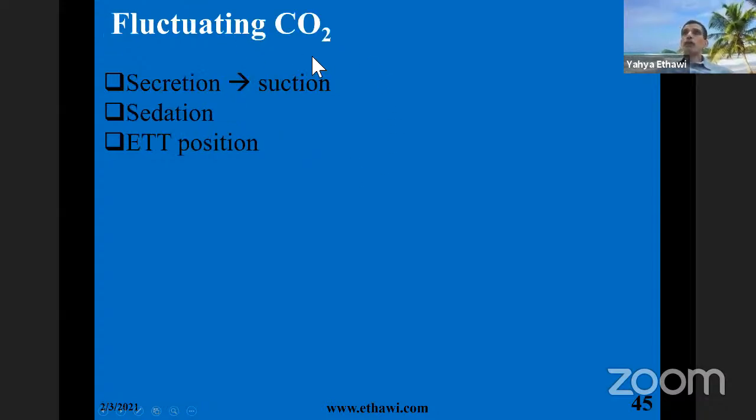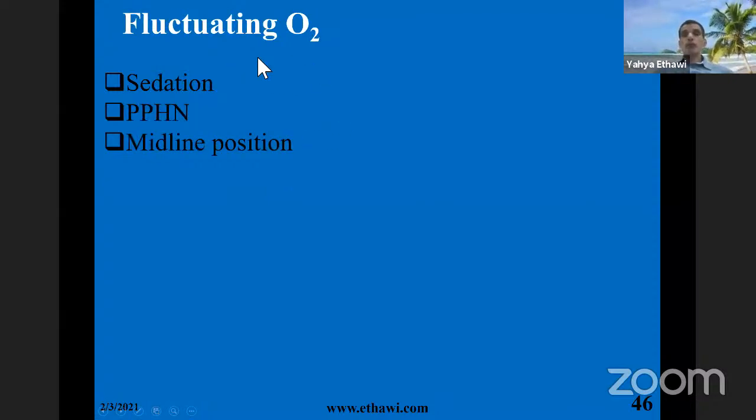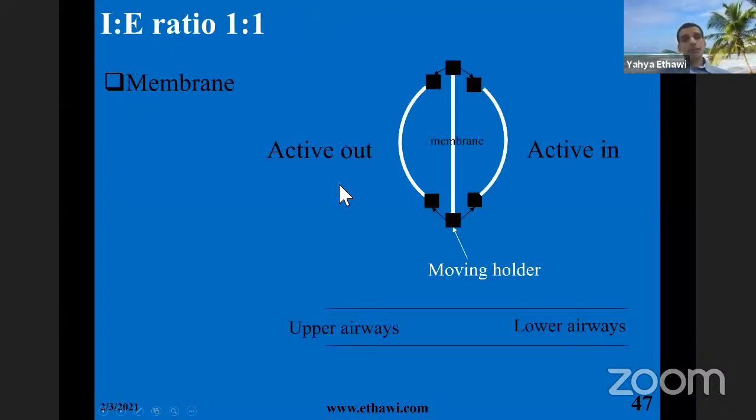When you have CO2 fluctuation, you're having either secretions, or you have a sedation problem, or your ETT position is a problem. So when you have oxygen fluctuation, you need to consider sedation, or you might have PPHN, or you might have a problem with your ETT position, or your pathophysiology is changing and your tidal volume is changing, and in this case the VG can help.